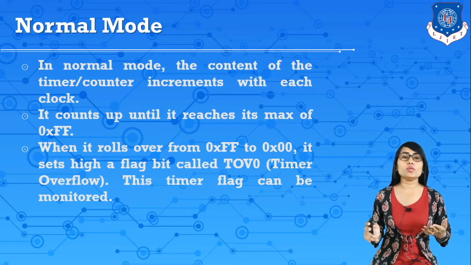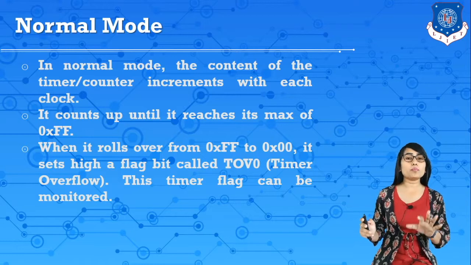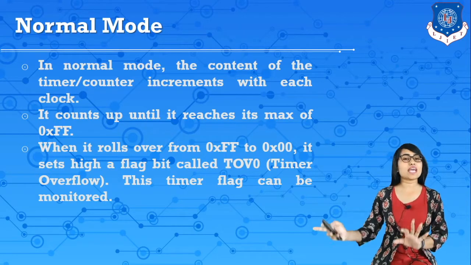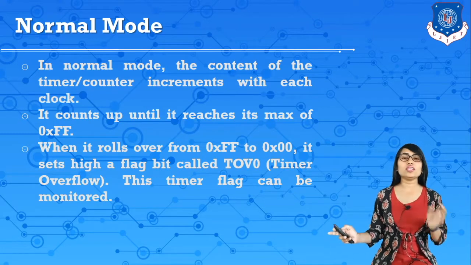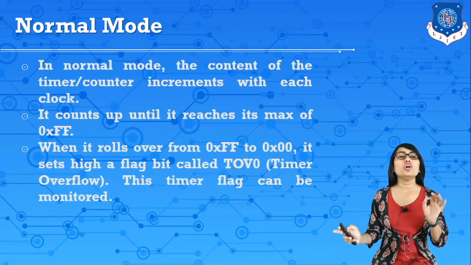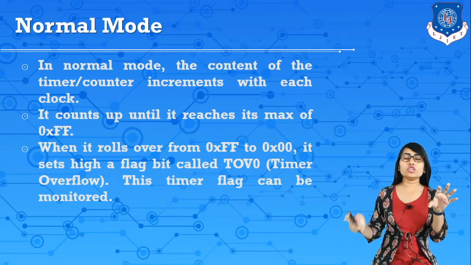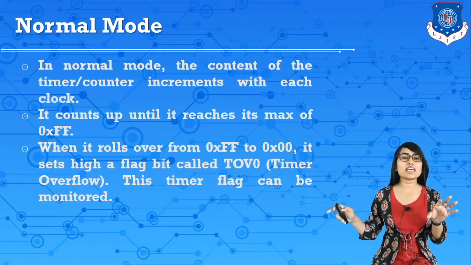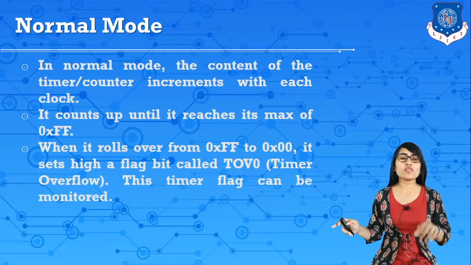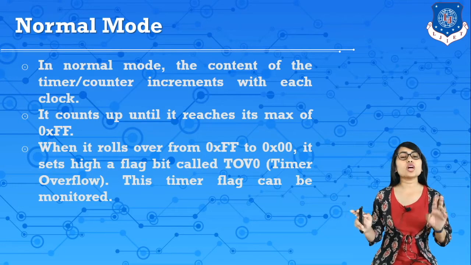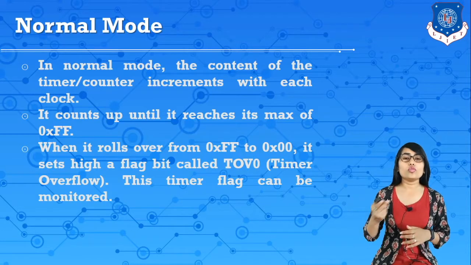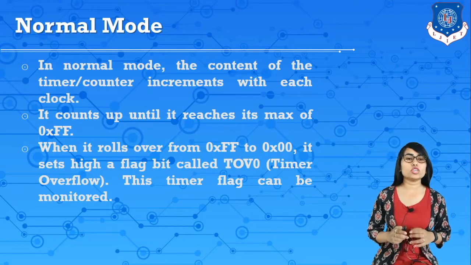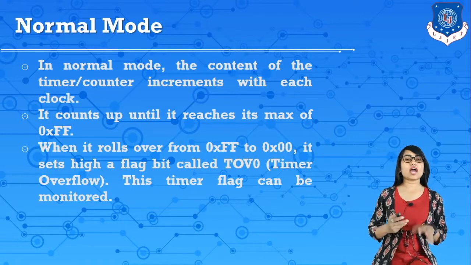So in normal mode, the content of the timer is incremented and it counts up to the maximum value, that is FF, because being 8-bit it counts only 2 raised to 8, total 255. When it rolls over from the maximum of 0xFF, the TOV0 flag is set. After FF, when it goes again to 00, this overflow occurs. That's why TOV0 will be activated when it counts fully.